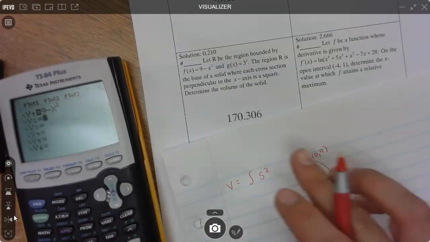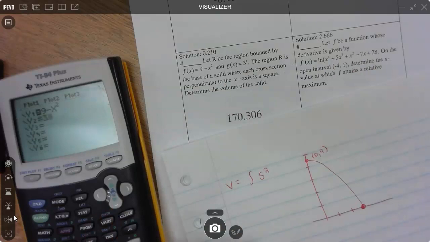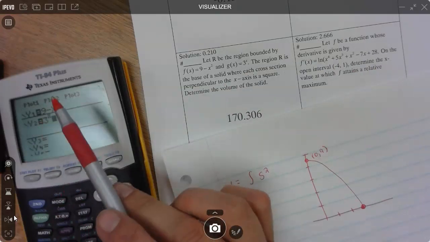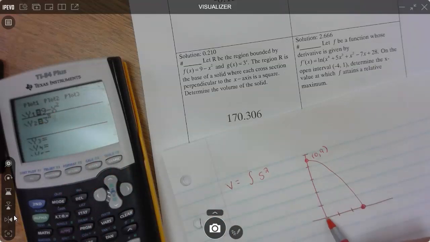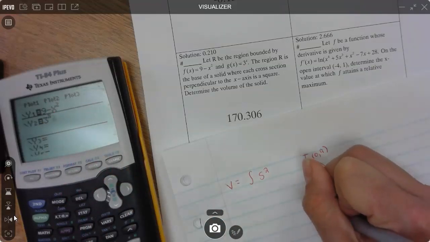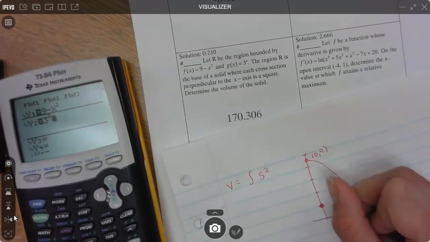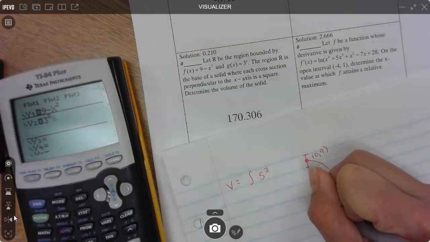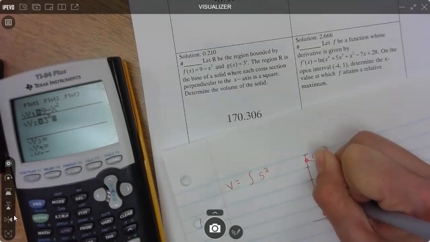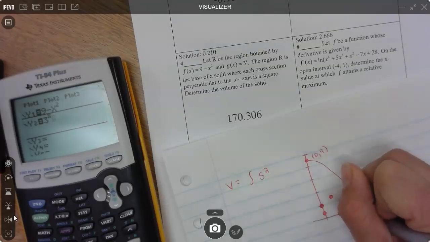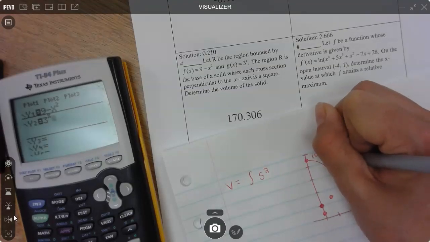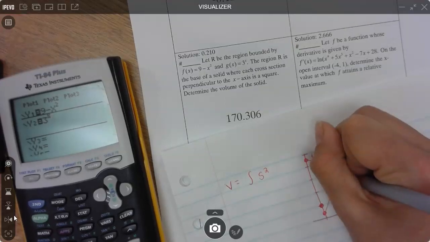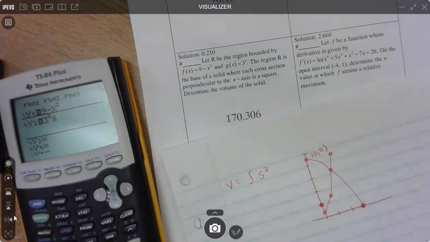So there's my f, and then g of x is 3 to the x. So again, we know that anything to the power of 0 is 1. So that's going to start at 1. And then 3 to the 1 is 3. And then 3 squared would put me up here at 9. So I need to know where they intersect.